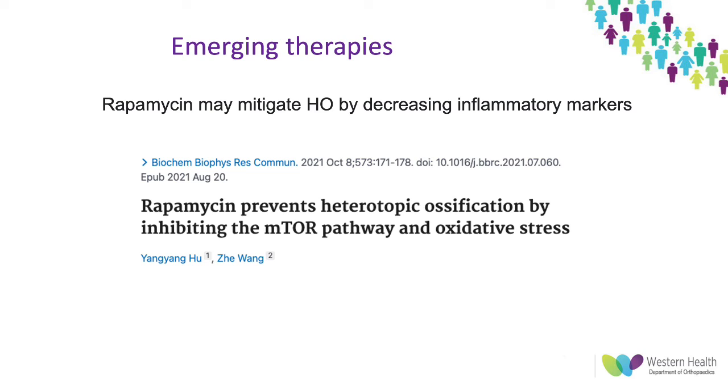Looking at emerging therapies, one recent animal study reported a reduction in post-traumatic HO development in mice treated with rapamycin, which is an antifungal agent and a potent immunosuppressant normally used in transplant patients. However, human studies are yet to be performed to verify these results.